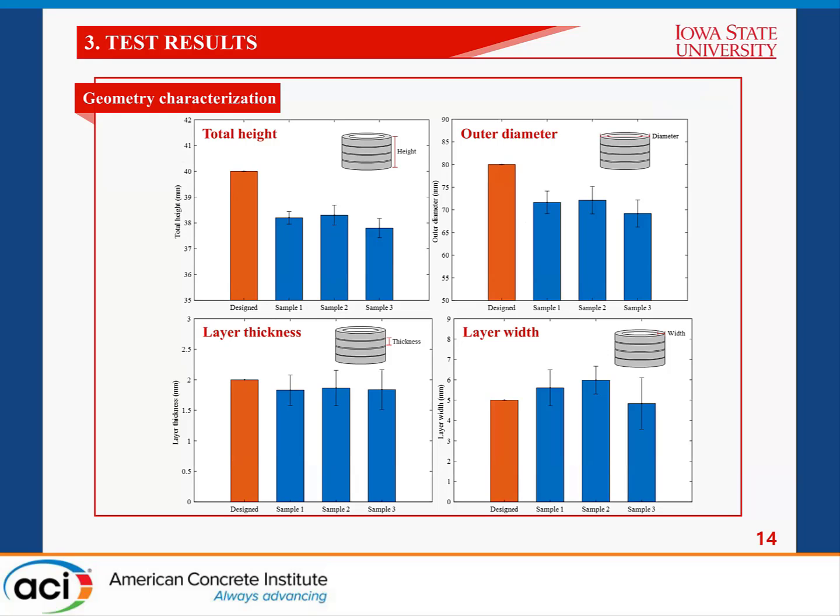From the 2D plot results, we calculated the object height, outer diameter, layer thickness, and layer width. The orange color represents the designed value, and the blue color refers to the measured value. It was found that the measured values of all samples did not reach the designed value except for the layer width. It might be assumed that the extruded clay could not bear the weight of the layers deposited above and deformed. Therefore, the layer width relatively increased and it resulted in the distortion.